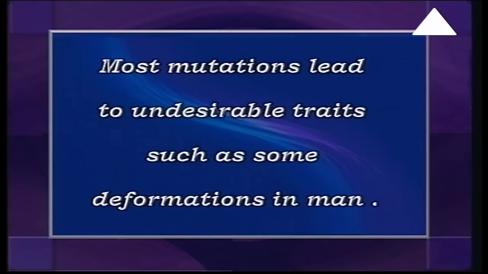Most mutations lead to undesirable traits. Undesirable means that we don't need it. We don't need it much, as with most of the deformations that happen in humans, like forked lips, crossing eyes, and a lot of mutations, a lot of undesirable traits that we don't want to see or to gain.